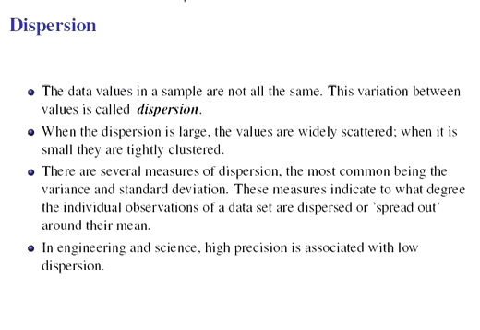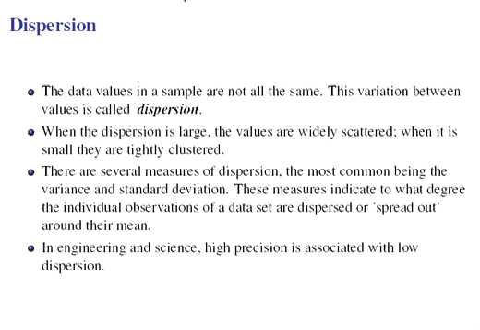In this presentation we introduce the idea of dispersion. Now, the data values in a sample are not all the same necessarily. This variation between values is called dispersion. When dispersion is large, these values are widely scattered. When it is small, they are tightly clustered.